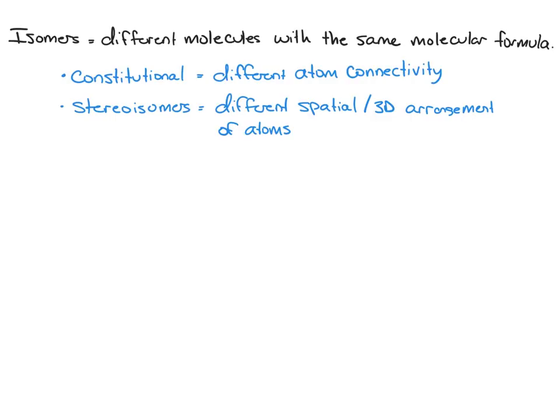Let's start off with a few definitions. The first is just what isomers are, and we've talked about this before. Isomers are different molecules, but they have the same molecular formula. But there are some subclasses of isomers. The first are constitutional isomers, and this just means the atoms are connected differently. So let's look at an example of constitutional isomers.